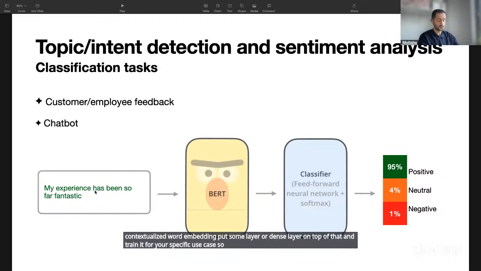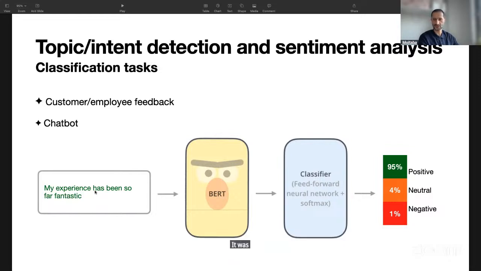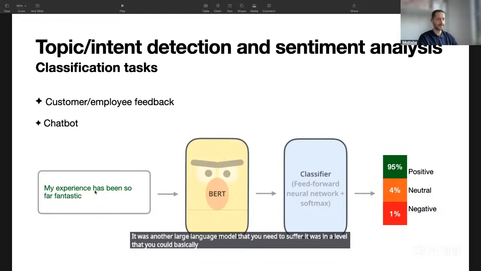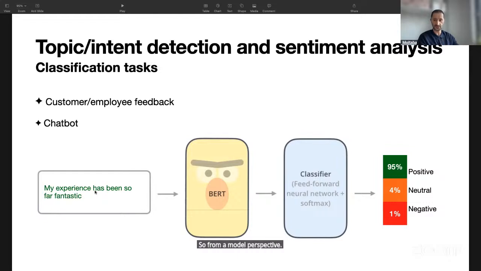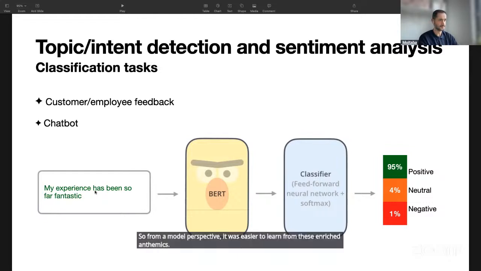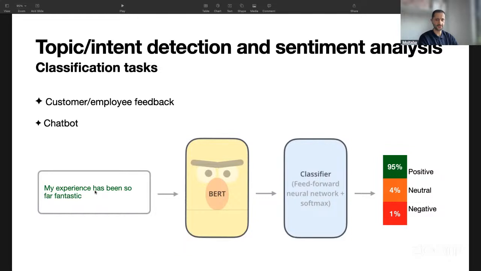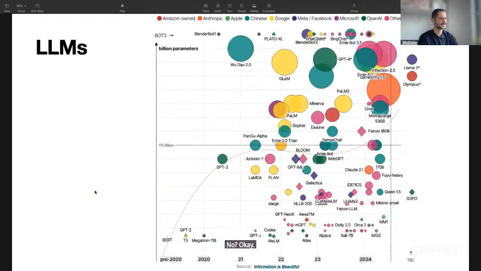So I had a use case of topic modeling and sentiment analysis. I trained BERT essentially. It was not a large language model that you need to suffer with. It was at a level where you could train BERT and benefit a lot from it, because now the texts are much more enriched. So from a model perspective, it was easier to learn from these enriched embeddings. Any questions? No? Okay, I will move on in time.